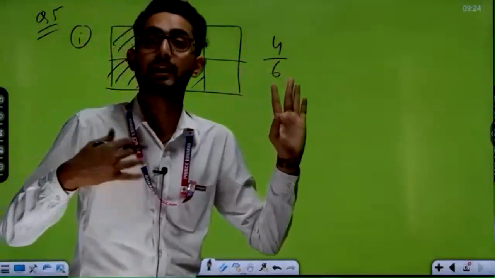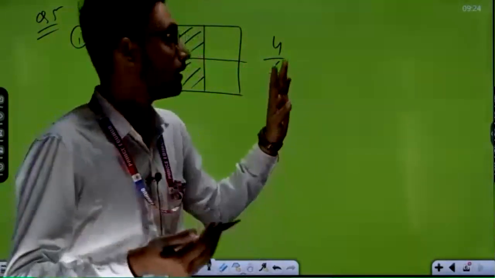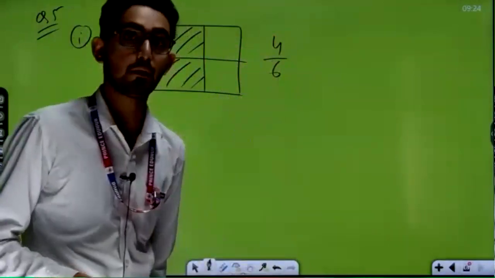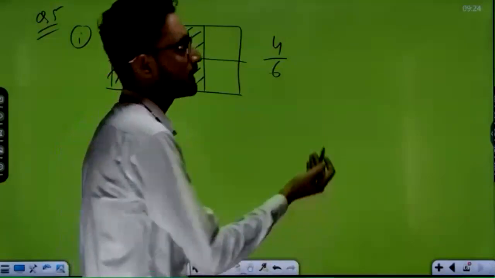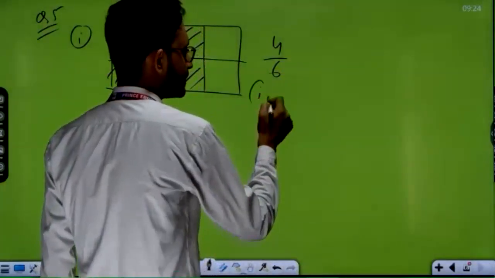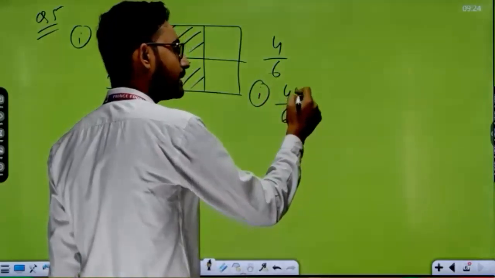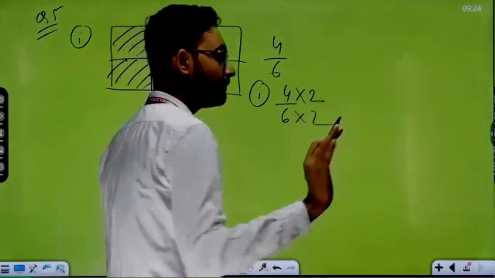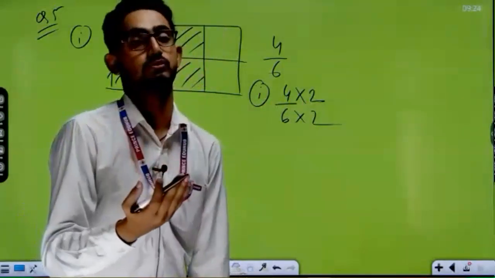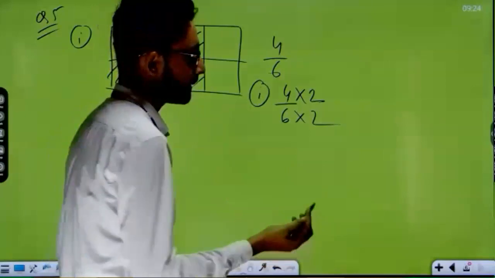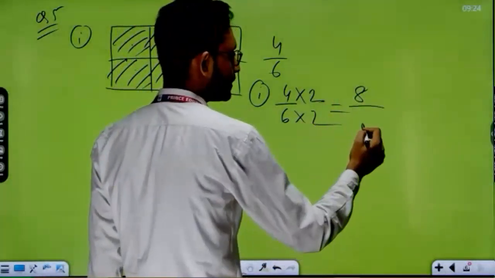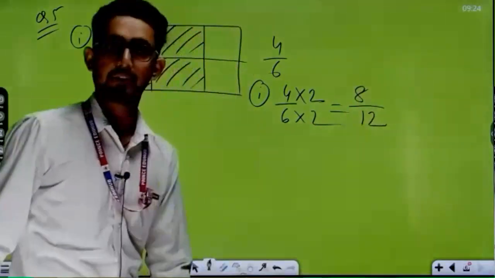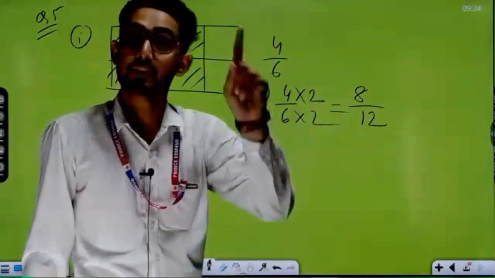Now we have to write the equivalent fraction of this fraction. How? You can multiply by any non-zero number. If you want to write it first, then 4 upon 6 you have to multiply by 2. Not only multiplication, you can divide also. Suppose if you multiply, 4 twos are 8 and 6 twos are 12. So 8 upon 12 is the first equivalent fraction.